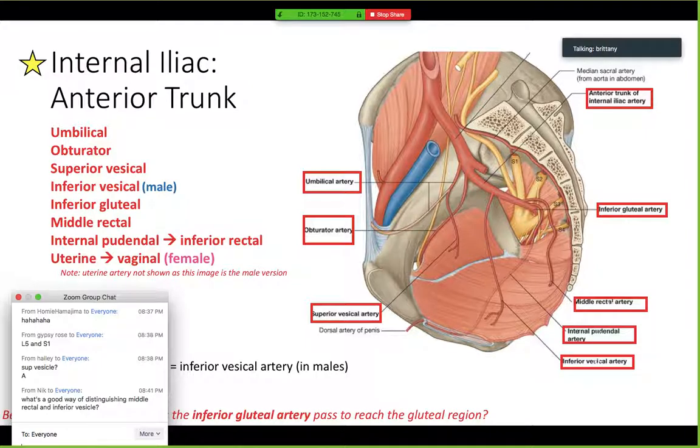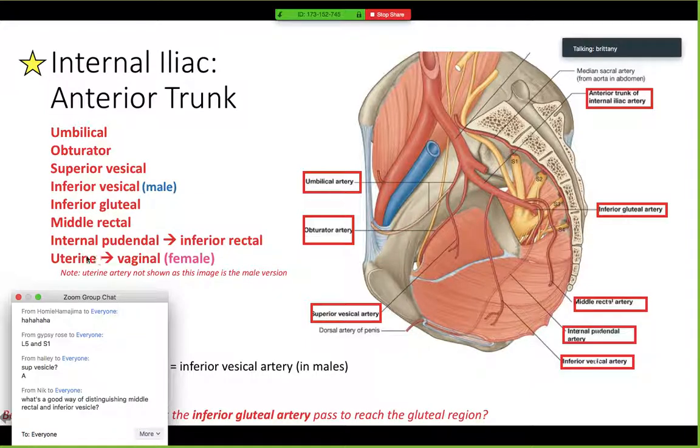But to be honest with you, I don't recall them tagging inferior vesical last year. I think that's one of the ones that's less commonly, or not as easy to identify, let's put it that way. But yeah, when going to the rectum, definitely middle rectal.